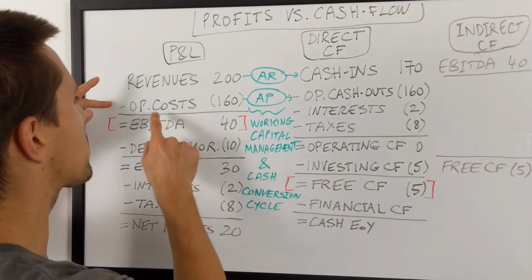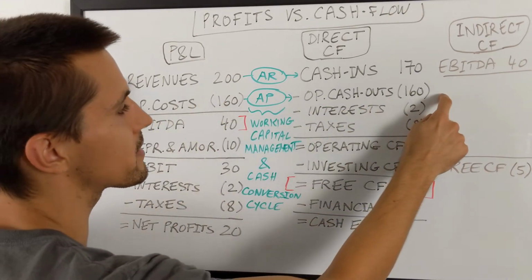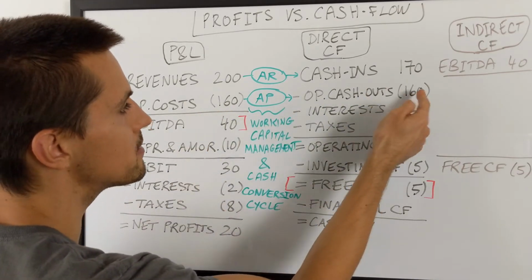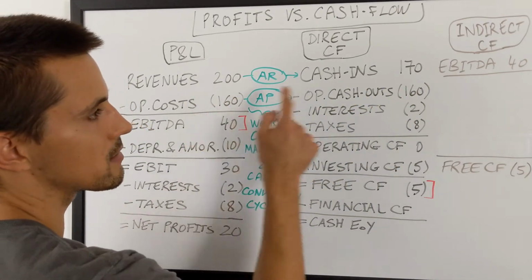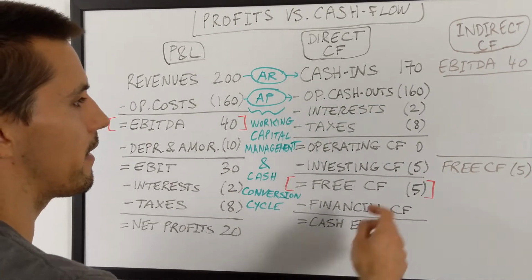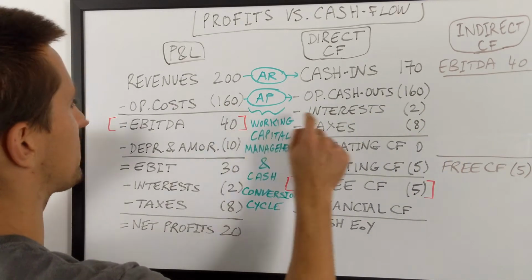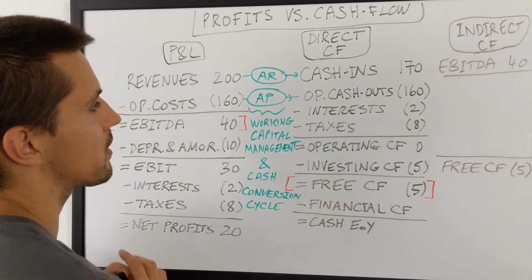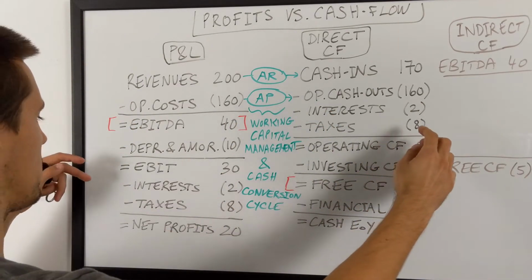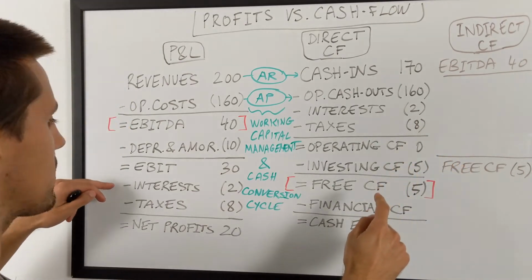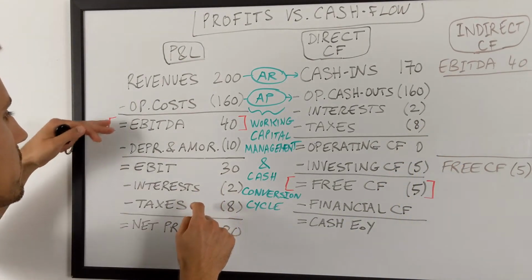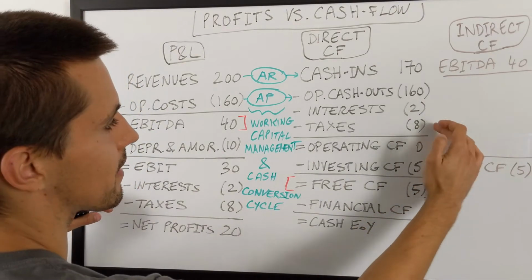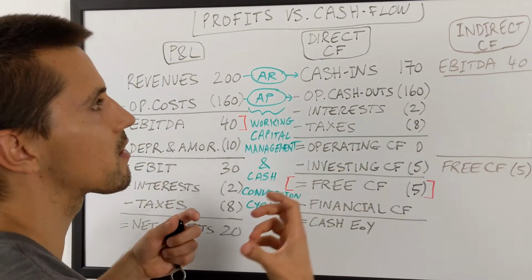On the other side, if you look at operating costs and operating cash outs, they're exactly the same. So I have paid all my suppliers, I owe no money, so 160, we're good. And by the way, the difference between both, this is called accounts payables in accounting. And when we continue here, you see that my interests of 2, which are below the EBITDA and the profit and loss, are here, as well as my taxes as well. That's just a different convention.